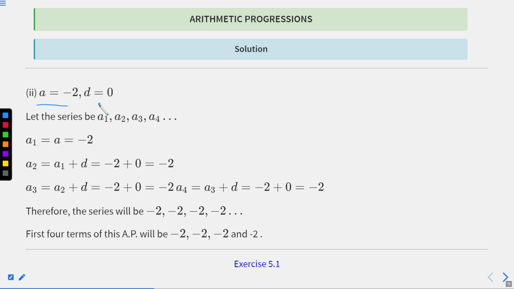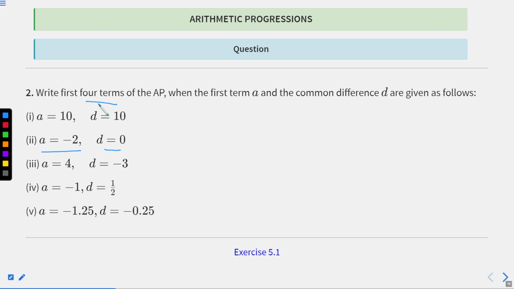And the value of A3 is equal to A2 plus D, and we get the value of A2 is -2. So the value of A3 is equal to -2 plus 0, that is equal to -2. Therefore the series will be -2, -2, -2, -2, and so on. So the first four terms of this AP will be -2, -2, -2, -2. Now let us see the third question.